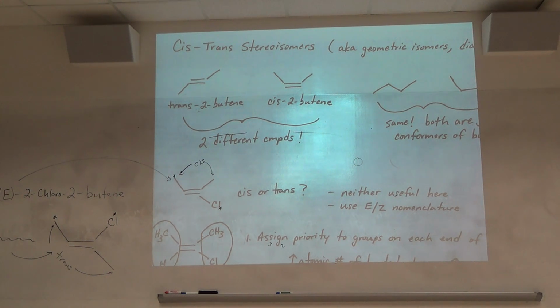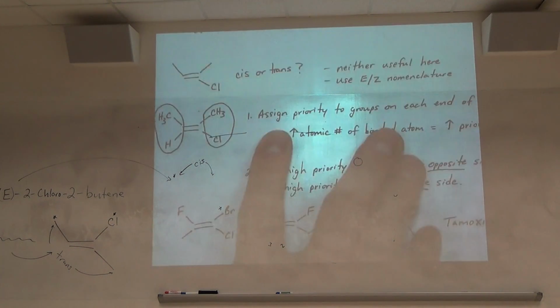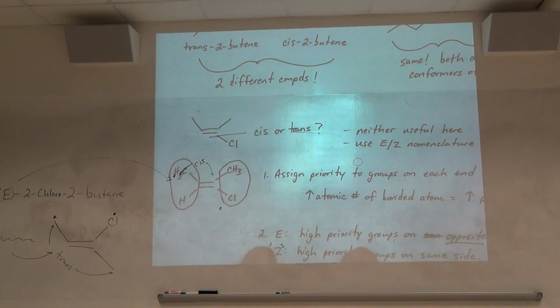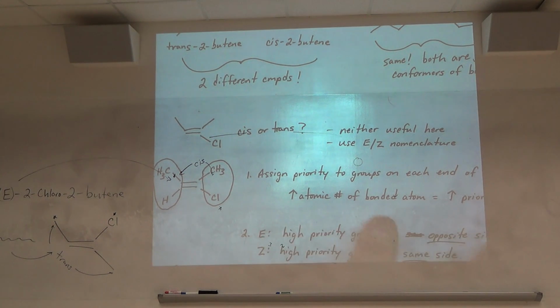So when you have more than two groups, you use E and Z nomenclature. Does the Z stand for anything else? It's probably German for something. Okay? In the end, it's pretty easy. All right. I'll be here all week.